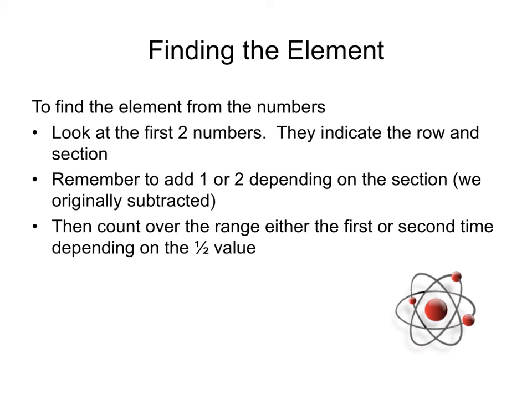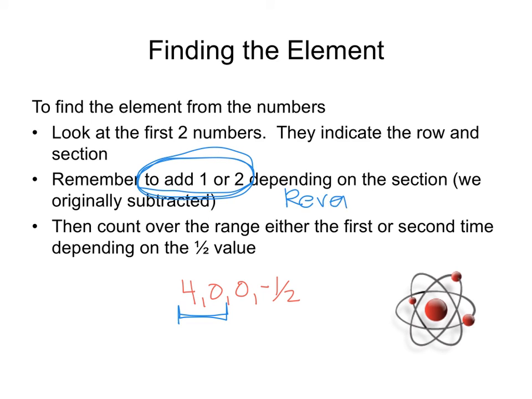Alright, so to go in reverse, we are going to need to look at the quantum numbers. For instance, if we have 4, 0, 0, -1/2, you need to look at the first two quantum numbers, because that tells you the row number and the section. So when you know the row number and the section, you are going to have a better ballpark, a more narrow field in order to identify what element you're dealing with. So once you've figured out what row and section you're in, you're going to need to remember to add 1 or 2 if you're in one of those sections where you have to normally subtract. We're going in reverse, so we have to do the reverse of the math.